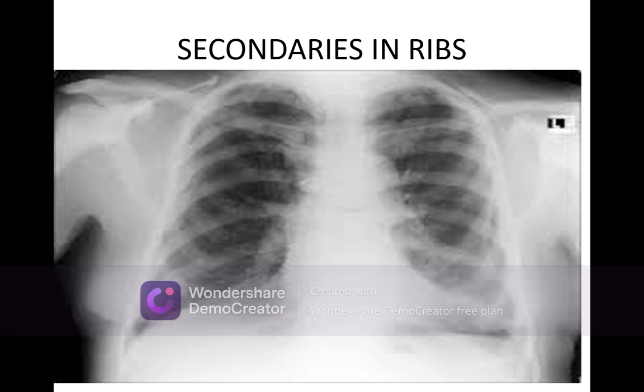Now, secondaries in the ribs will be seen at the upper border and lower border. Inside there are osteolytic regions. You find osteolytic regions on the ribs anteriorly as well as at the posterior attachment, like this. Secondaries in the ribs also alter the radio texture of the ribs.